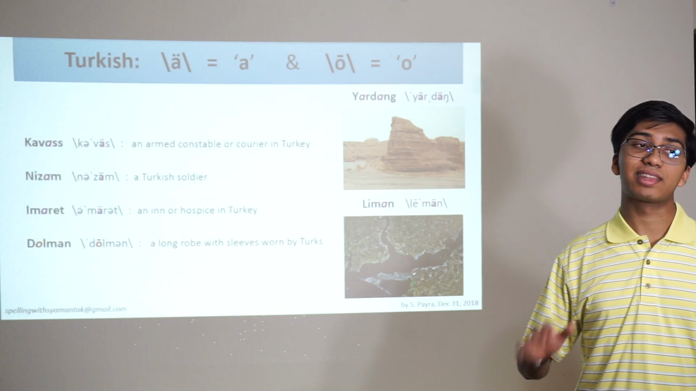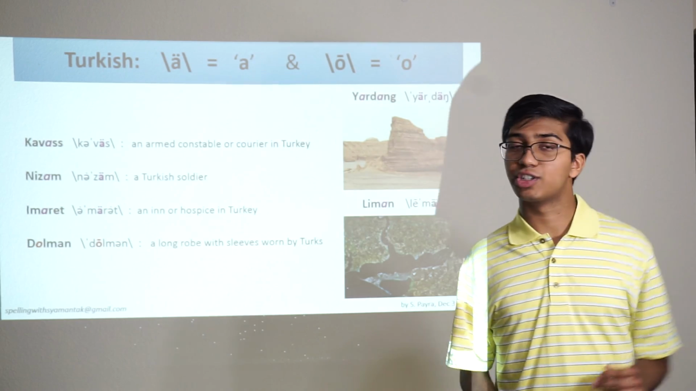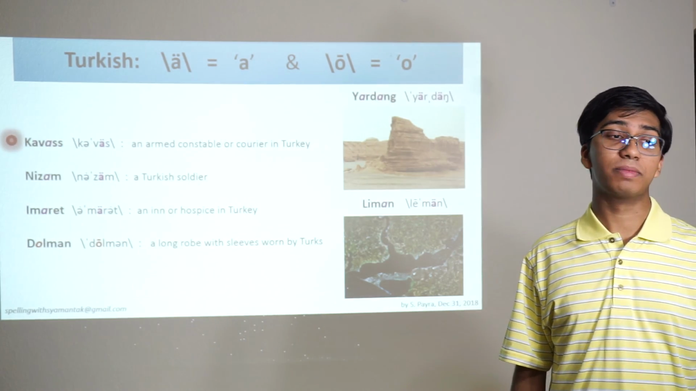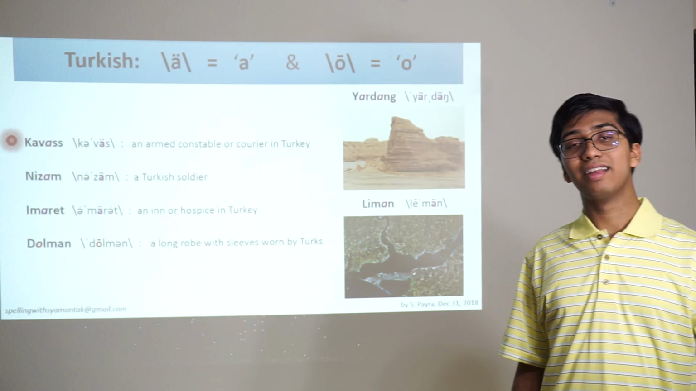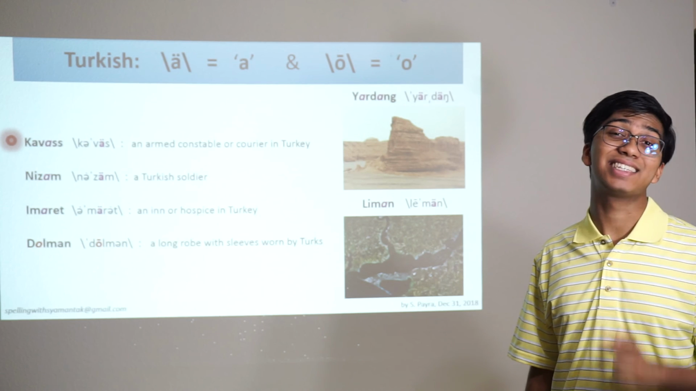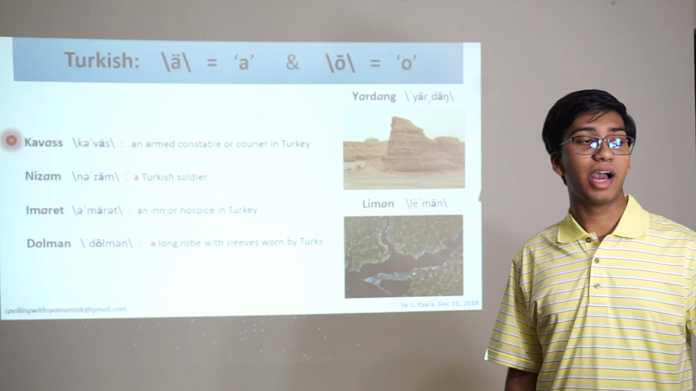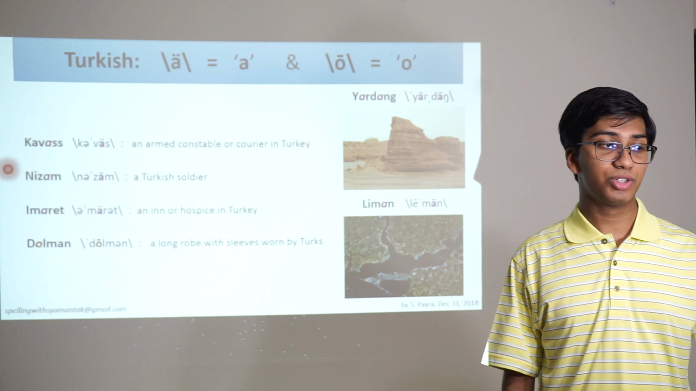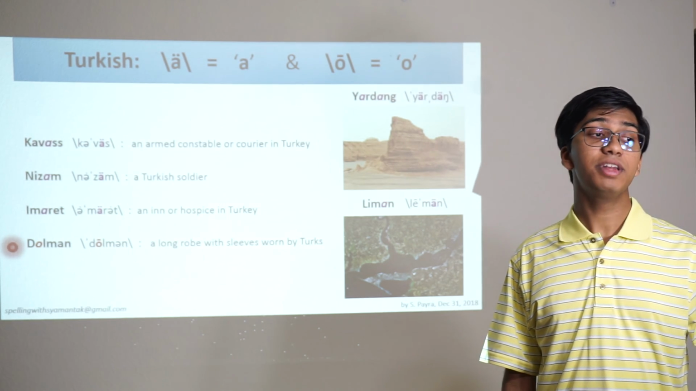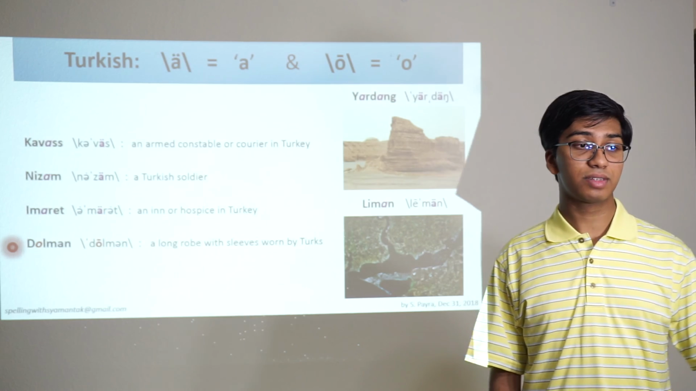Otherwise, for other vowels like the A and the O, Turkish just has simple A's and O's. Kavas is an armed constable or courier. The tricky part there is the K at the beginning instead of a C, and the SS at the end. You have Nizam, a Turkish soldier. Imarat, an inn or hospice. Dolman, a long robe with sleeves.